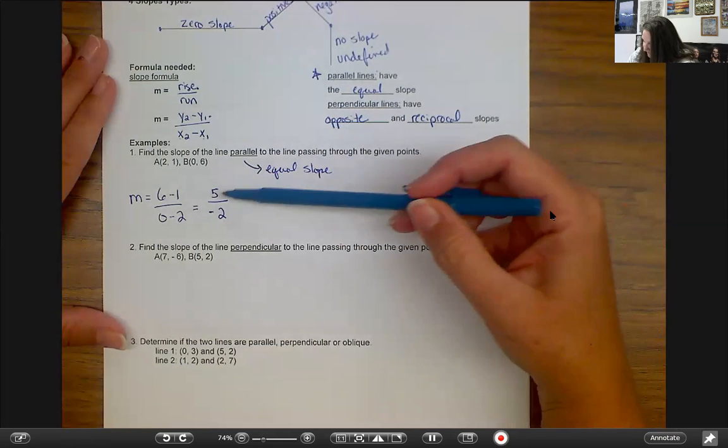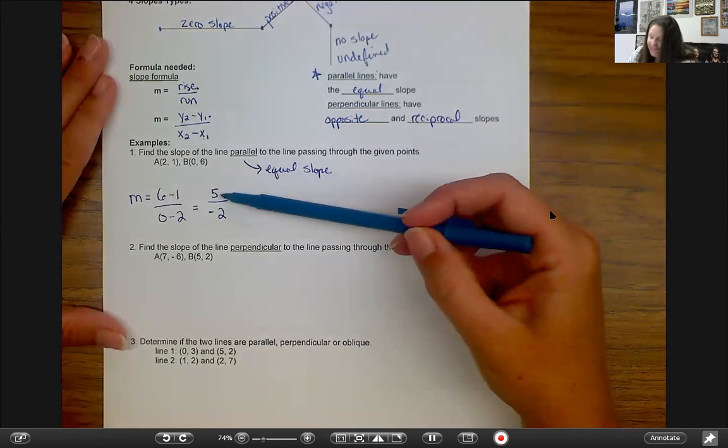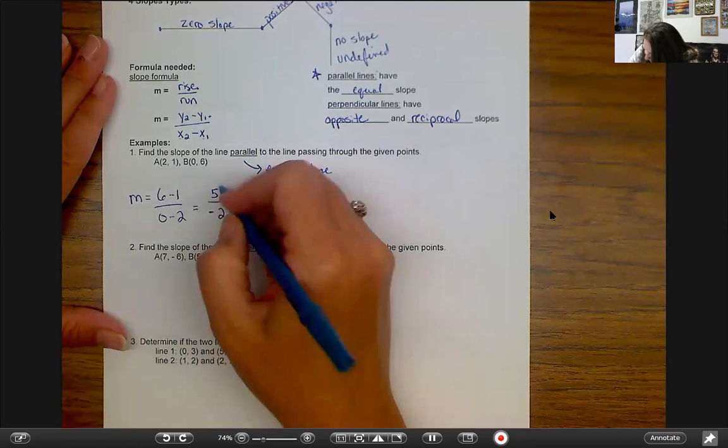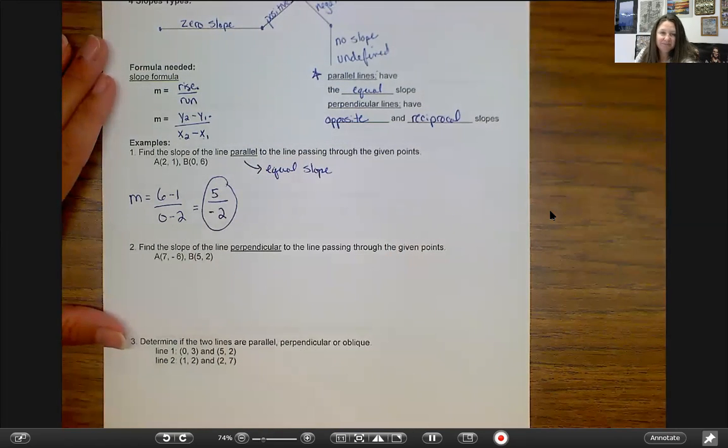So this line would be moving downward, and it would move down 5 units for every 2 that we move to the right. So that slope would have to stay exactly the same for my parallel line.